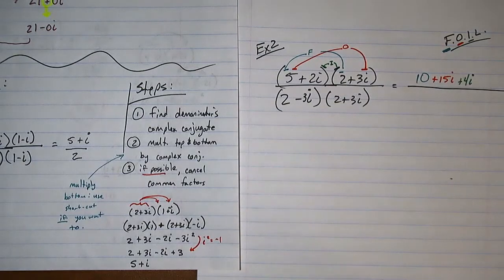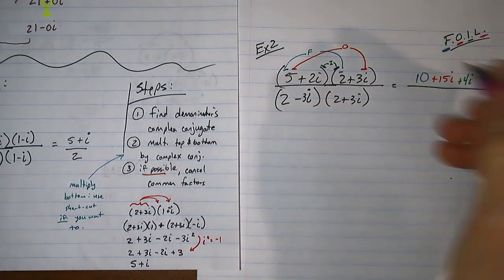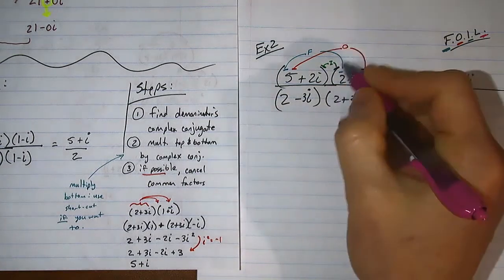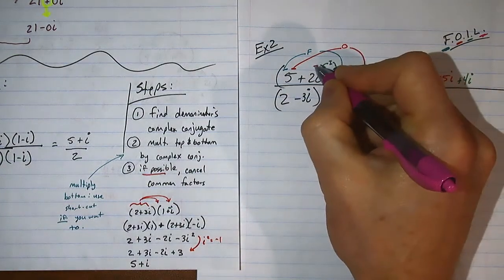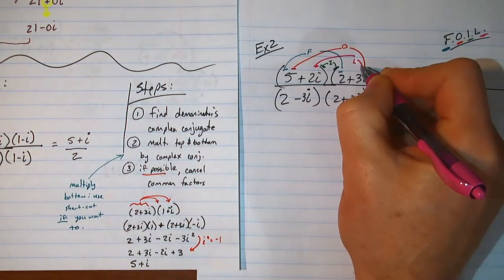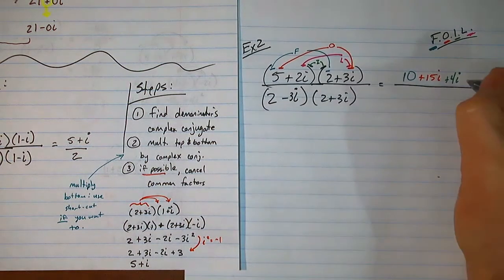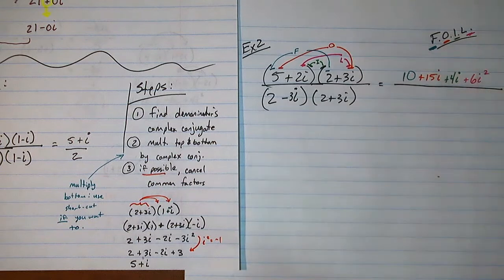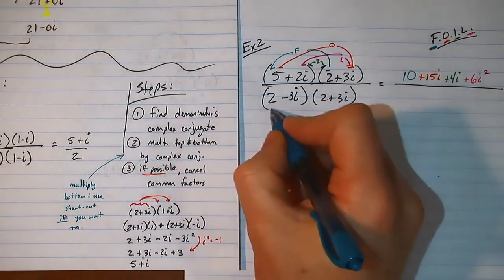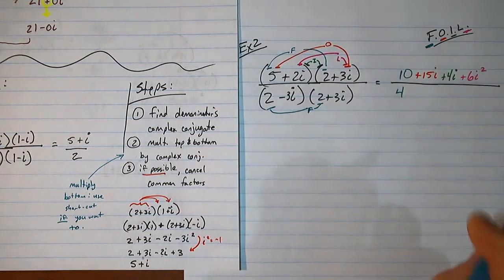And then I jump back here to the end and I do my lasts. So for my lasts, I have 2i comes last here, and then 3i comes last there. So a 2i times a 3i will be a 6i squared. Okay. Now we have to go through and do the exact same thing in the bottom. So in the bottom, my first is 2 and 2. There's my first. So that gives me 4.